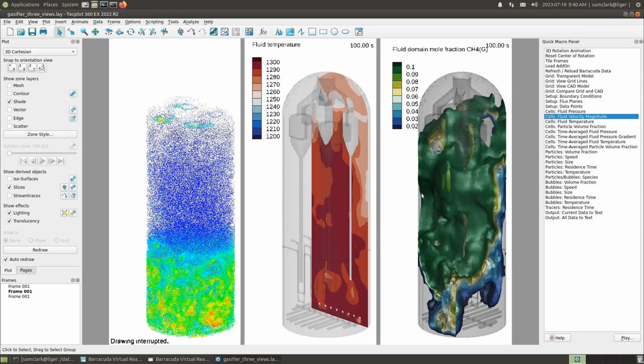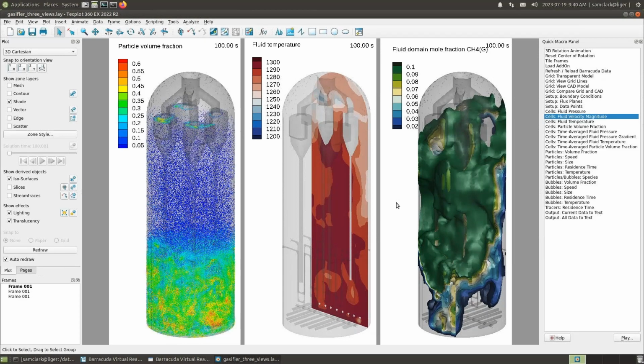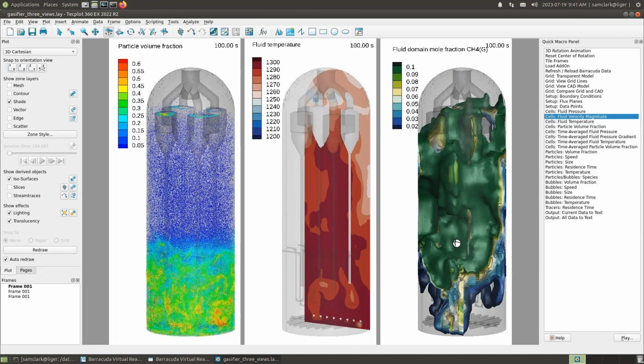The rightmost view here, we're using something called isosurfaces. And in this case, we're drawing three-dimensional surfaces at specific gas compositions. So in this view, we're looking at the concentration of methane in the system, and we can get a really good three-dimensional idea of where the methane concentration is high, where the methane concentration is low, those sorts of pieces of information.